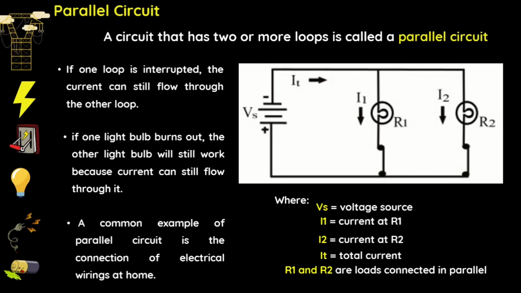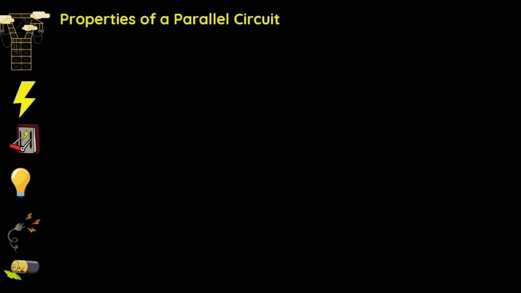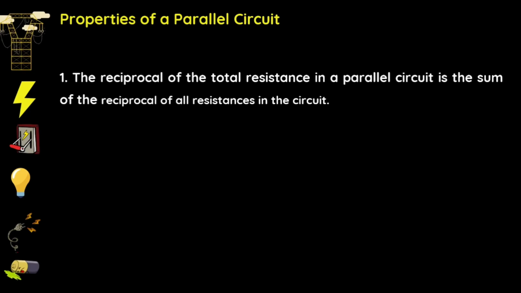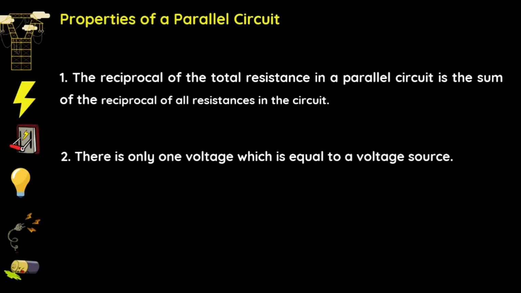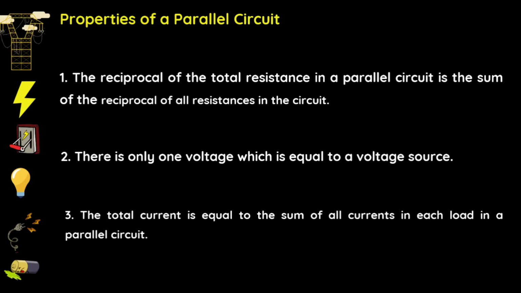A common example of parallel circuit is the connection of electrical wirings at home. So our electrical wirings in our home use parallel connections. Properties of parallel circuit. Number 1. The reciprocal of the total resistance in a parallel circuit is the sum of the reciprocals of all resistances in the circuit. Number 2. There is only one voltage, which is equal to the voltage source. Number 3. The total current is equal to the sum of all currents in each load in a parallel circuit.